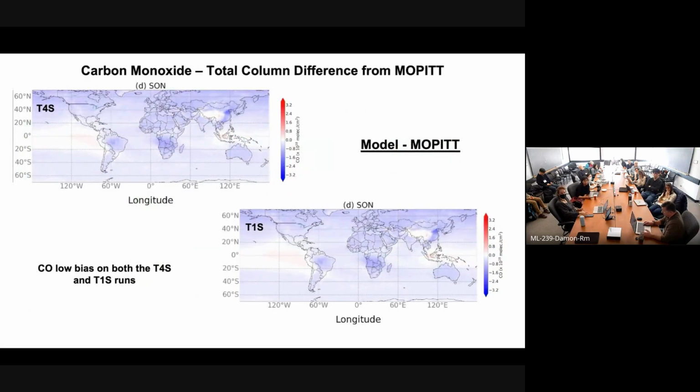And just looking at our bias, this is our model minus MOPITT observations. The top left is our T4S run. The bottom right is our T1S run, and we don't really see too much of a difference between the two. We share the same low bias between the two.